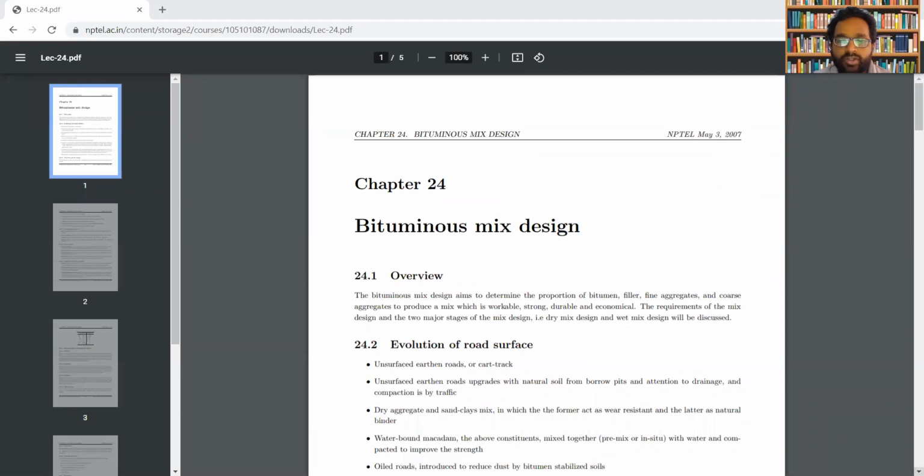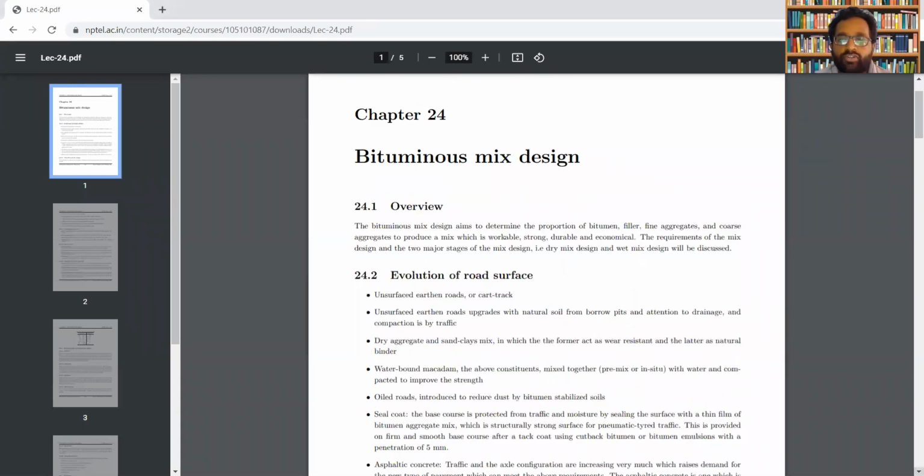Now, bituminous mix design aims to determine the proportion of bitumen, filler, fine aggregates, and coarse aggregates in order to produce a mix. This mix should have different properties, including workability, strength, durability, and economy. These are the desirable properties of the mix: a workable mix, a strong mix, a durable mix, and an economic mix.